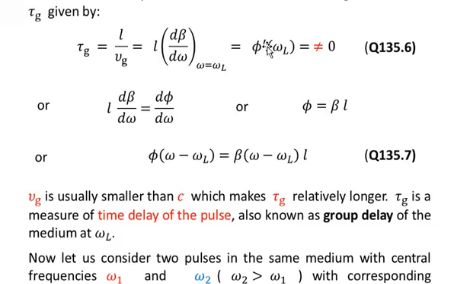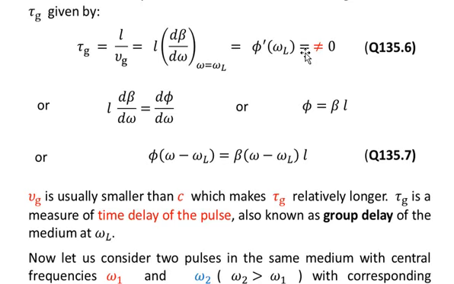So this phi prime is actually the derivative of phi with respect to omega. But you see that I have written over here two signs, is equal to 0 and is not equal to 0. So this quantity will be equal to 0 when the dispersion is not present. Then we need to set phi prime equal to 0 because the phase will be constant under that condition.